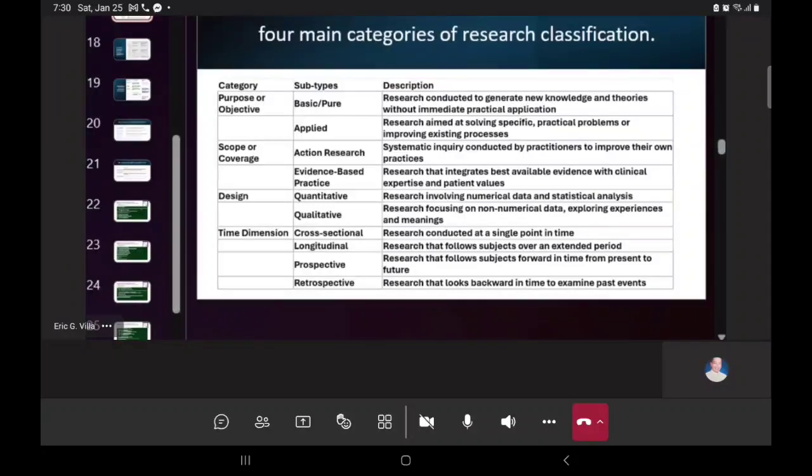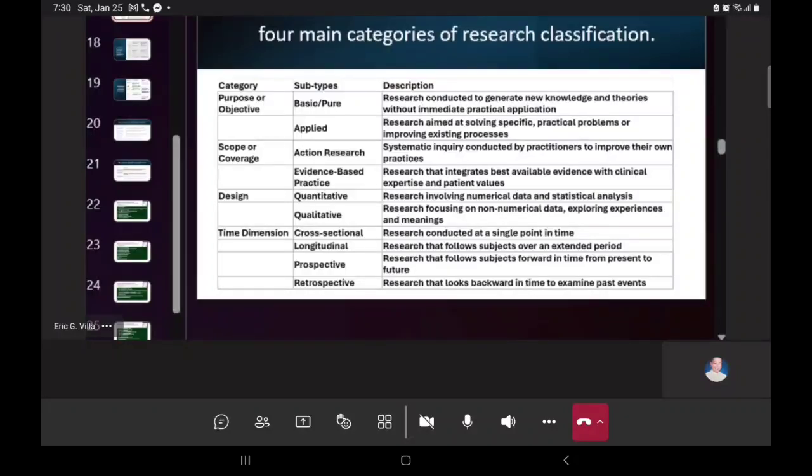While evidence-based practice research combines three key elements: the research evidence, clinical expertise, and patients' preferences. This approach ensures that decisions are made based on the best available scientific evidence while considering practical expertise and individual circumstances. It's particularly prominent in healthcare and other professional fields.